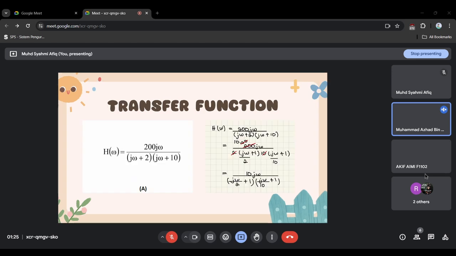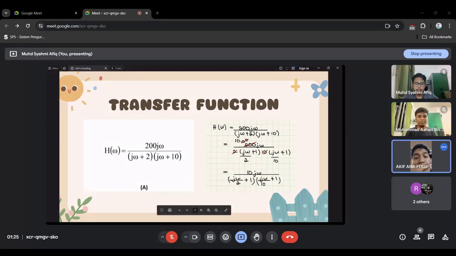Okay, this is the transfer function equation. So, first, H(omega) equals 100 j omega divided by open bracket j omega plus 2 close bracket times open bracket j omega plus 10 close bracket.